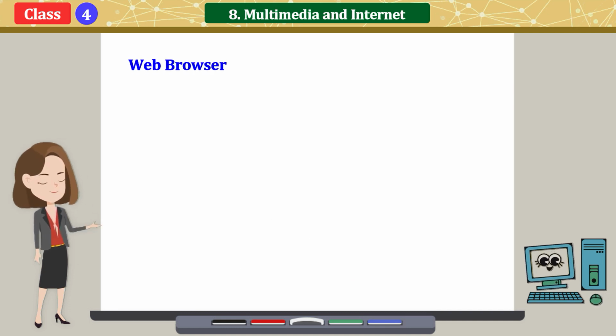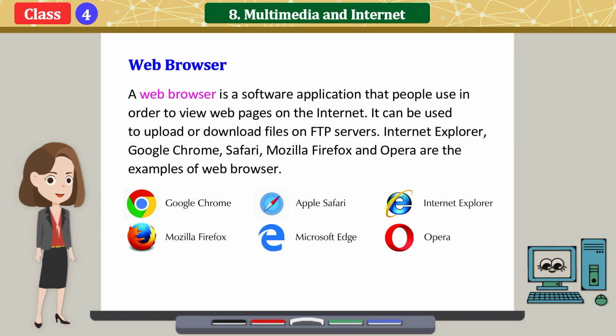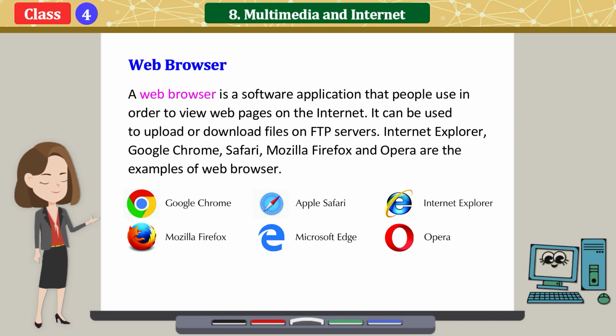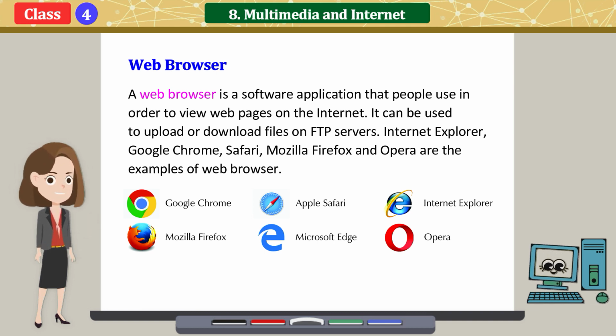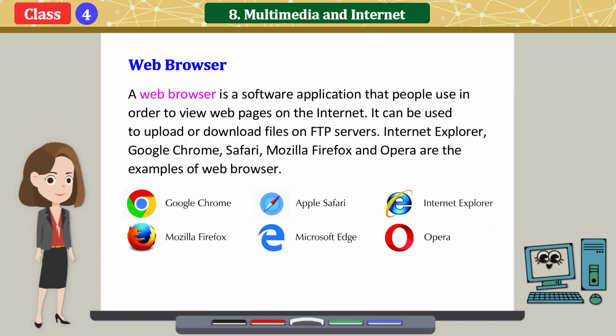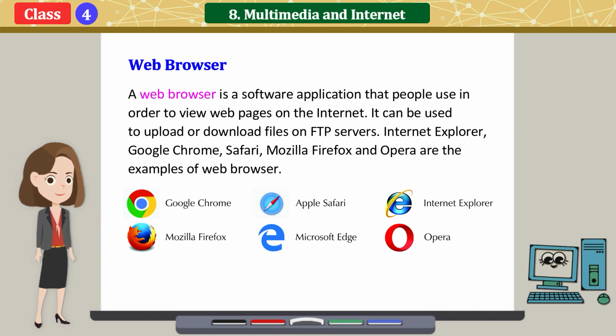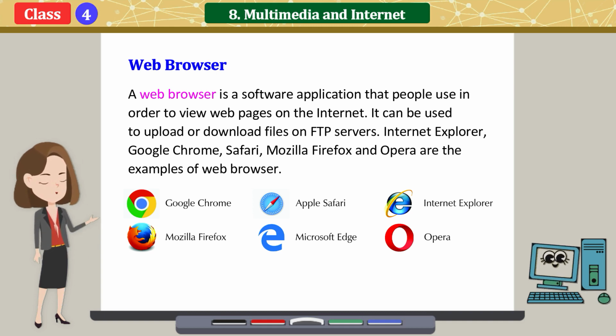Web browser. A web browser is a software application that people use in order to view web pages on the internet. It can be used to upload or download files on FTP servers. Internet Explorer, Google Chrome, Safari, Mozilla Firefox, and Opera are examples of web browsers. Google Chrome, Mozilla Firefox, Apple Safari, Microsoft Edge, Internet Explorer, Opera.